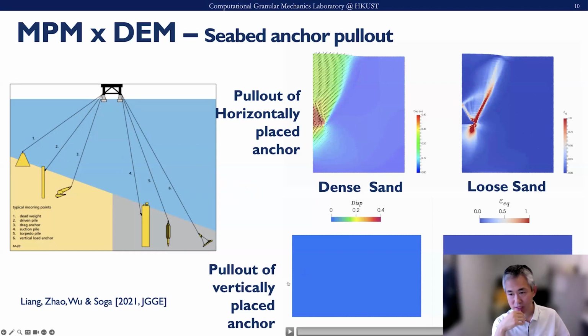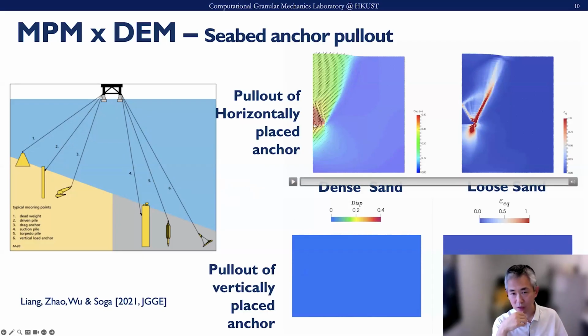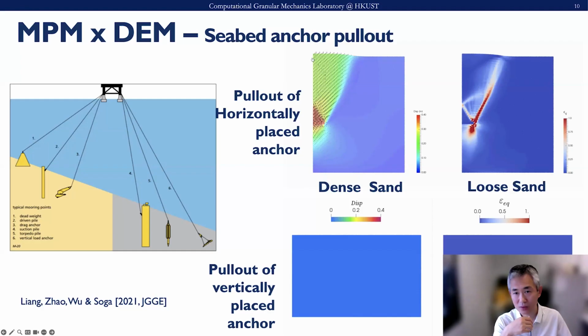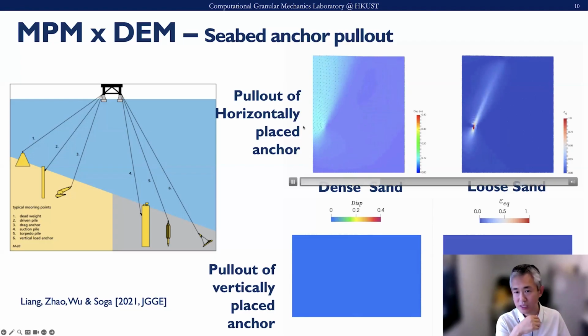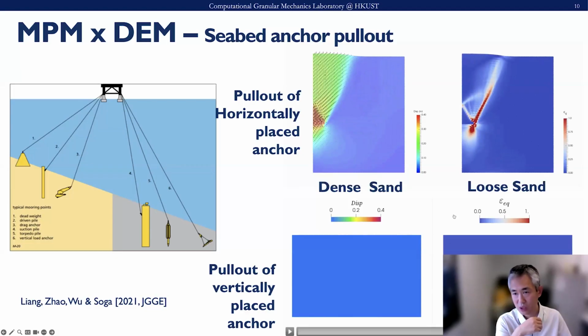First, we can simulate a so-called horizontal anchor. If the anchor is placed horizontally in the seabed and then pulled out vertically, this is a pull-out of a horizontal anchor, for which we simulate a half domain. So only the right-hand half of this anchor is simulated. When we pull out in a dense sample, it can generate a shear band penetrating through the surface. But in the loose one, it will be rather confined.